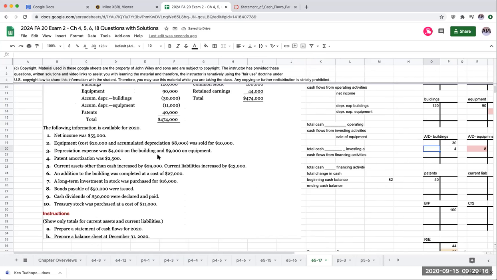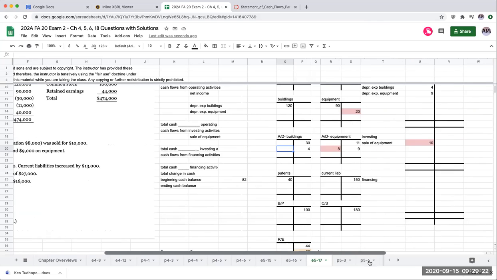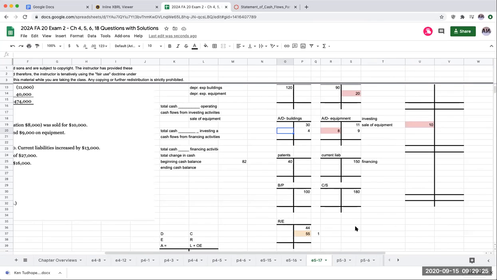Okay, patent amortization was 2,500. There's a couple different ways we could do this. When you're doing amortization expense on patents, you can directly amortize it, or you can use an account called accumulated amortization patents. Either way, you're going to come up with the same result. I personally prefer to use the accumulated amortization patents.